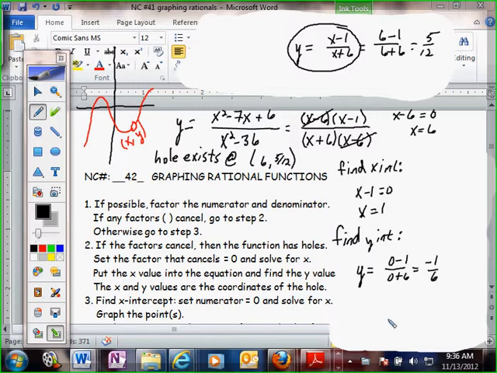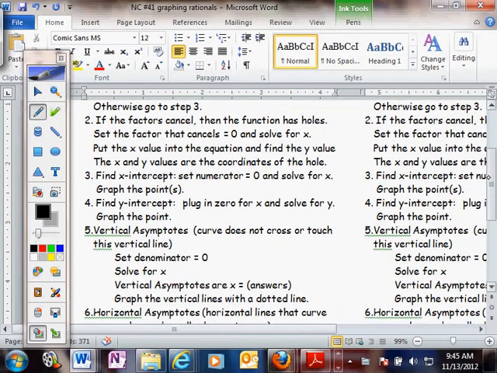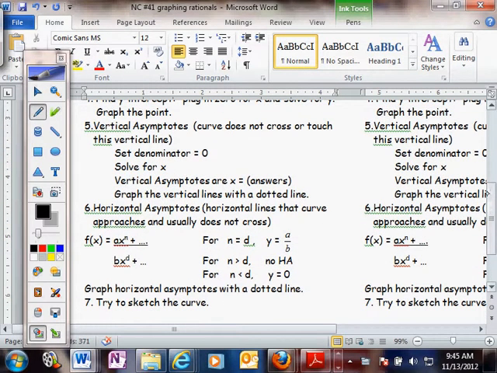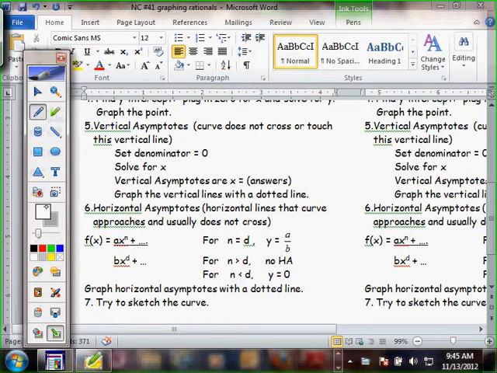Step 5 says to find the vertical asymptotes. The way we find our vertical asymptotes is to set the denominator equal to 0. I'm going to have to start over here. Just bear with me for a second.